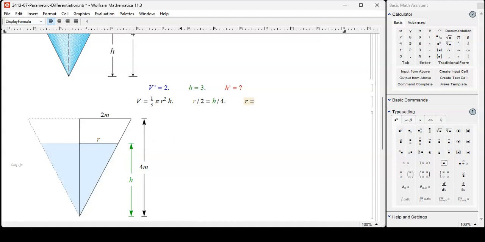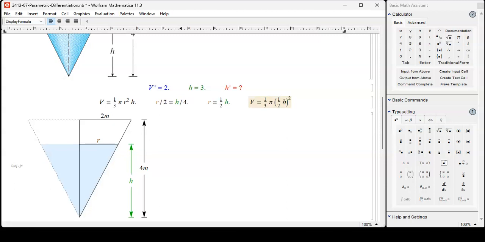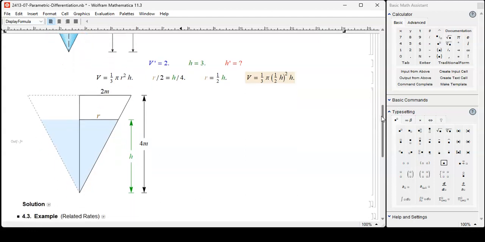R is, flip it over, so 2/4 H, and of course nobody writes it like this, 2/4 is 1/2. So R here is 1/2 H, and if you plug that in right here, then finally you're going to get the relation between V and H only. V equals 1/3 pi, 1/2 H squared times H. And this reduction comes from this geometry here.